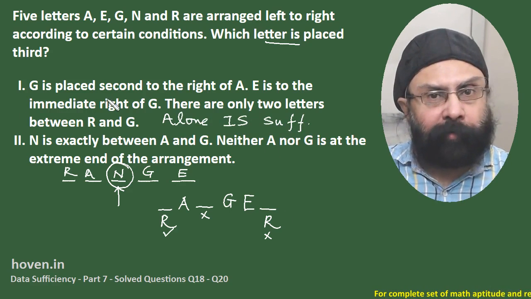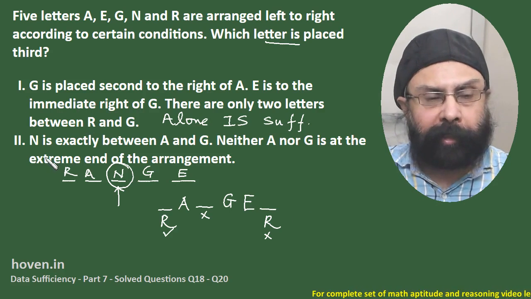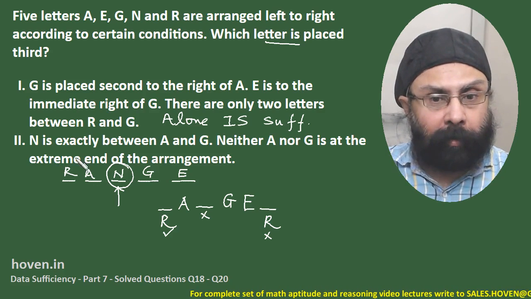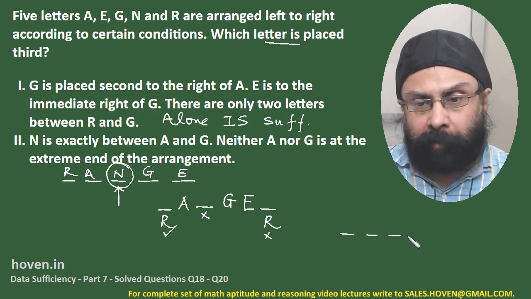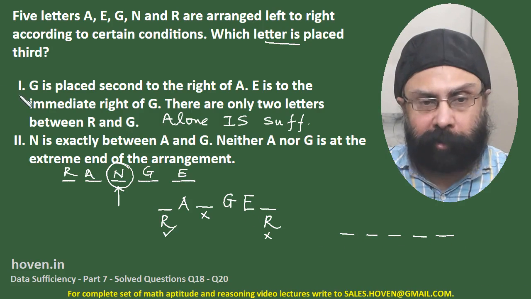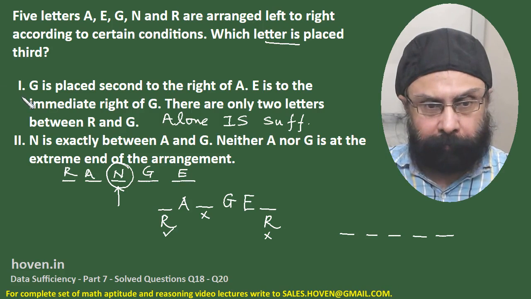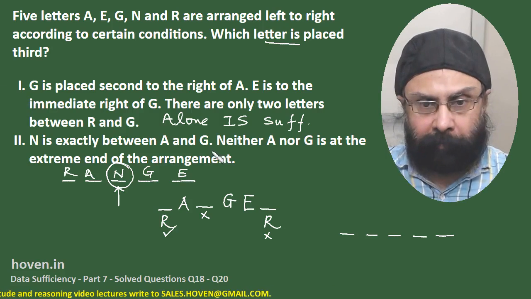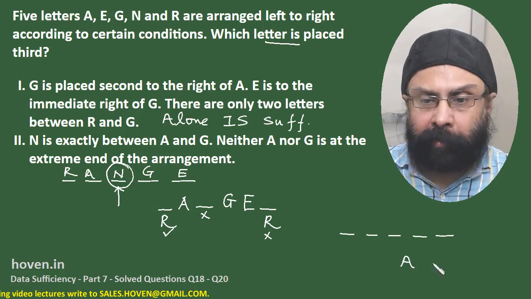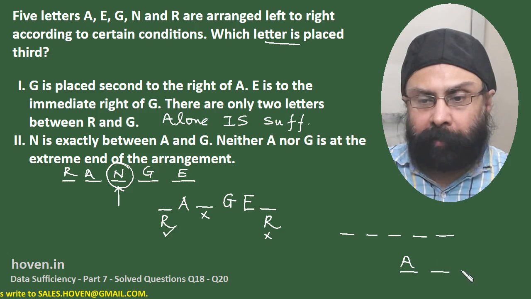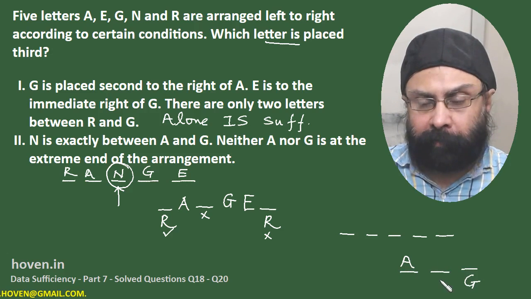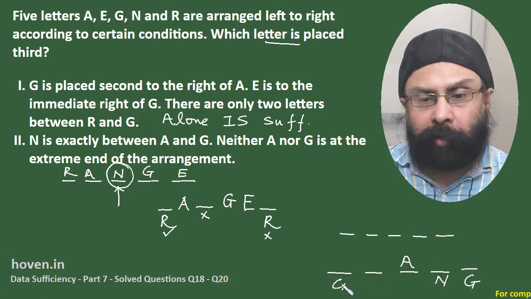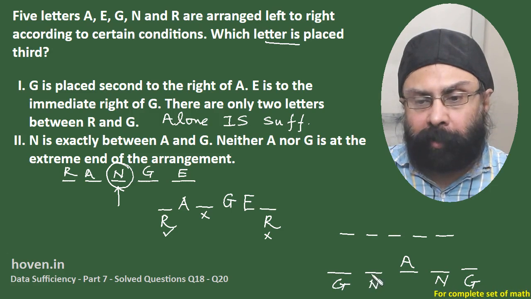Now let us forget about the first statement and we'll now apply the second statement to see whether this one also helps or not. Again, a fresh diagram is required. No carryover from the first statement. We'll have a fresh diagram. N is exactly between A and G. We'll write A. A is here. Then G could be here. Then N will be here. Or G could be here. And then N could be at this position.